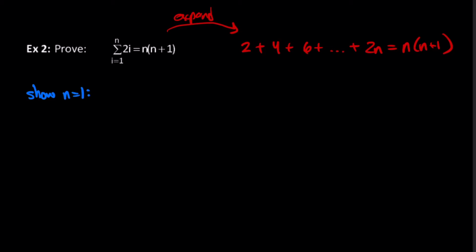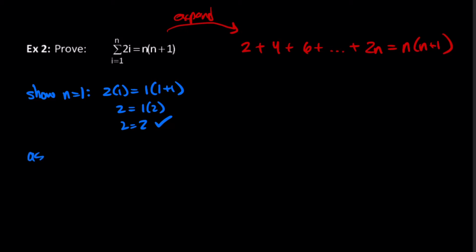Well, what you're going to do then is you're just going to plug a 1 in here and a 1 here. Okay, so that gives me 2 times 1 equals 1 times 1 plus 1. That's 2 equals 1 times 2, or 2 equals 2. Yep, you've just shown it works for n equals 1.